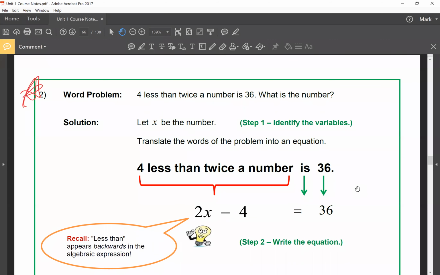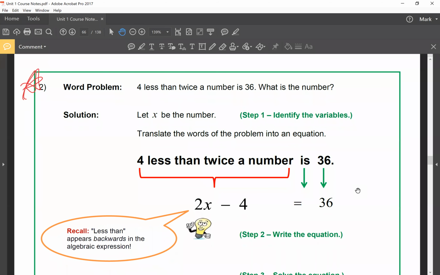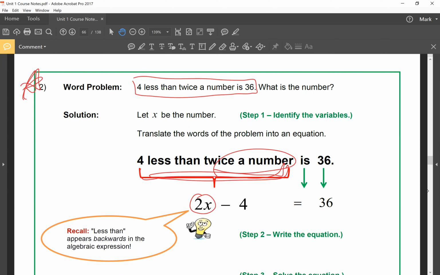All right, number 2. 4 less than twice a number is 36. Okay, be careful here. 4 less than twice a number. I guess it's written here, isn't it? So 2 times a number, 2x. I'm going to take 4 away from that. It is 36. Now I can solve this equation.